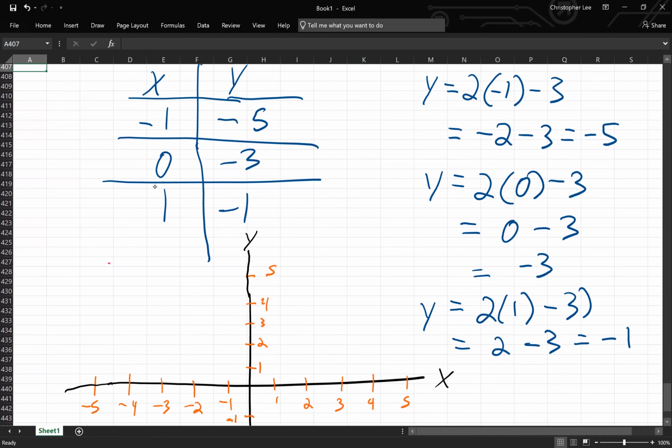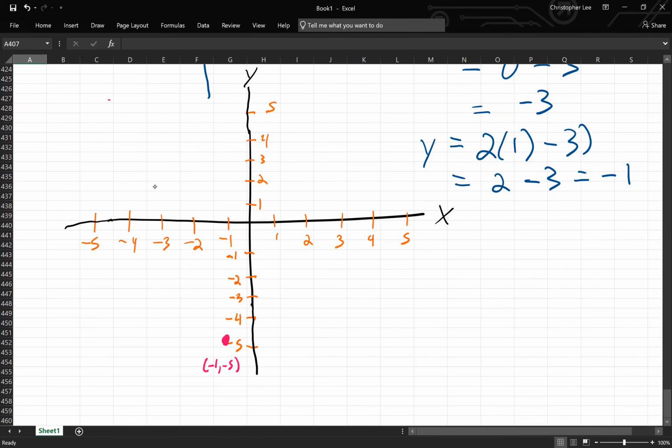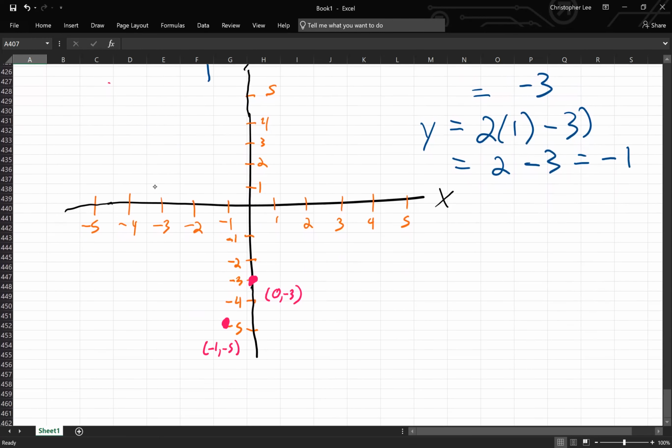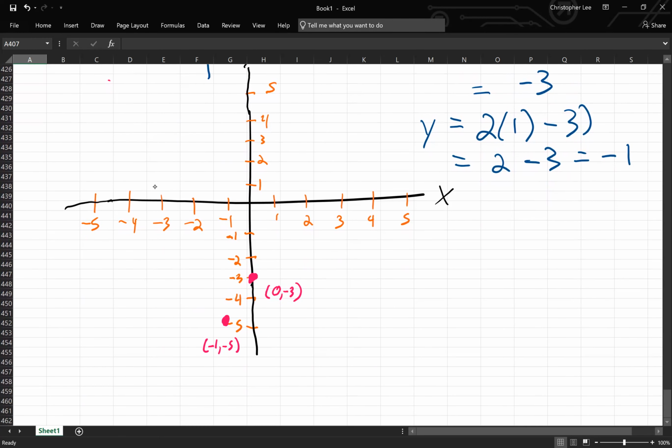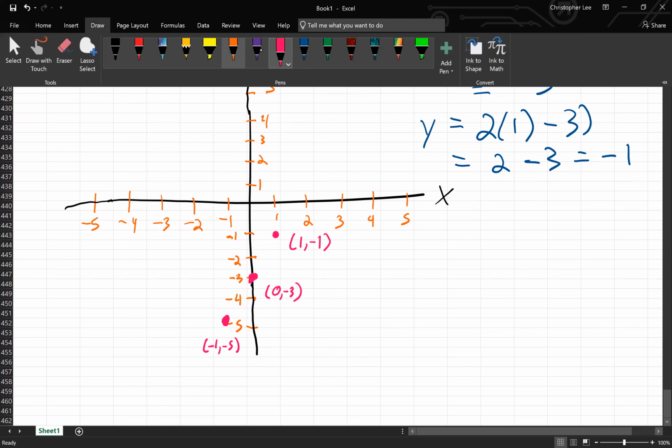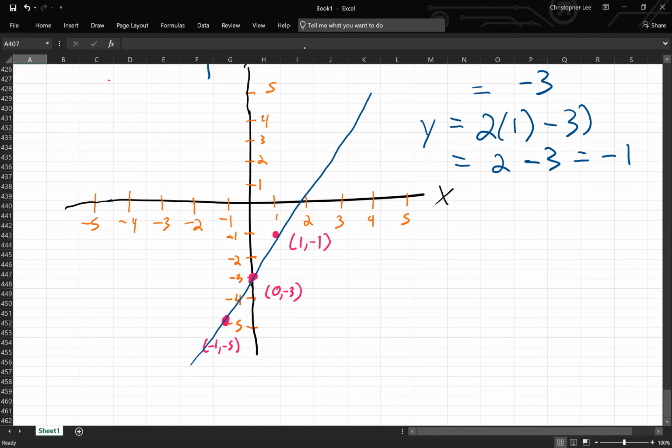What's my next point? My next point is 0 comma -3. Come across the 0, go down, -3 right here. That's 0 comma -3, right? And my last point is 1 comma -1, going across the 1, -1 right here. This is 1 comma -1. And then you could keep going if you want to, but 3 is enough. Connect the dots. And that's the graph.